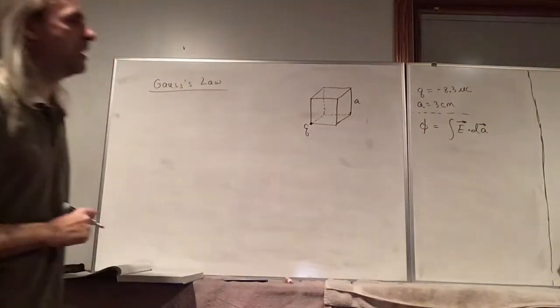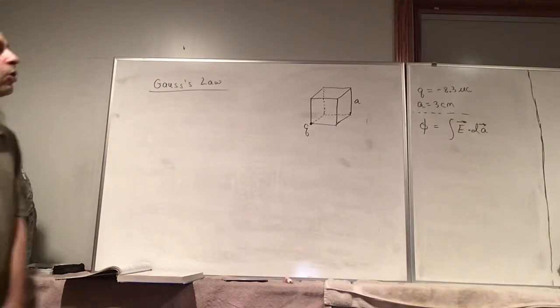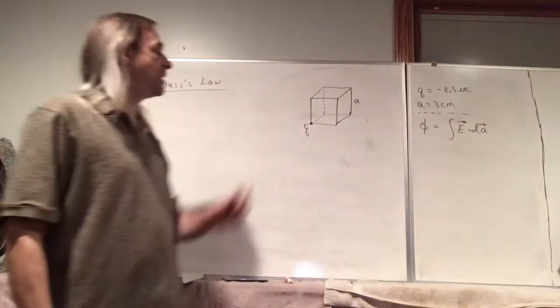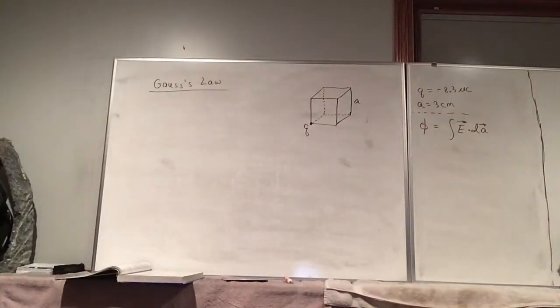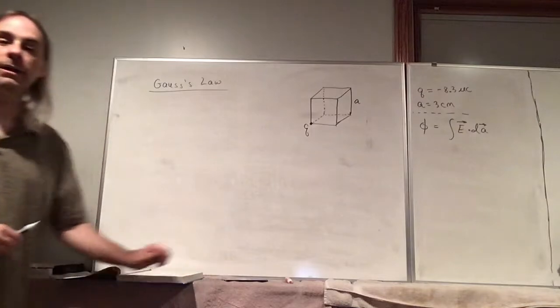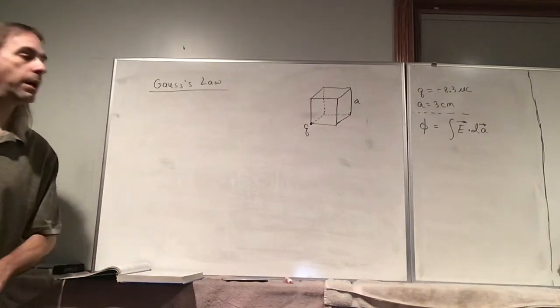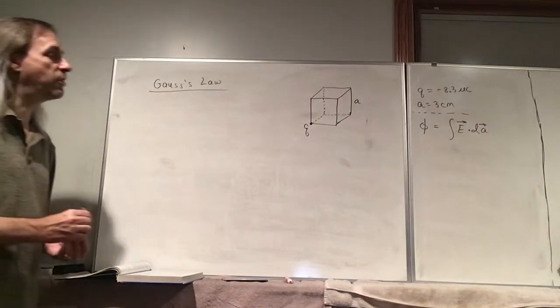Flux through any surface is the integral E dot dA. And we don't even want to think about trying to evaluate this integral over this face here, for instance, because the electric field is going to be varying in both direction and magnitude depending on where you are on that face. So that's pretty much out of the question. I mean, it's not impossible, but let's look at Gauss's law.